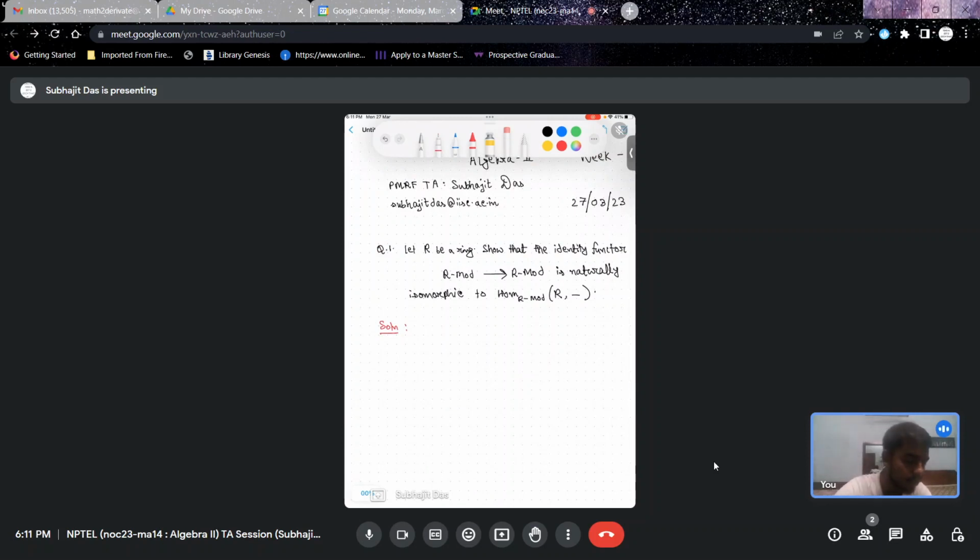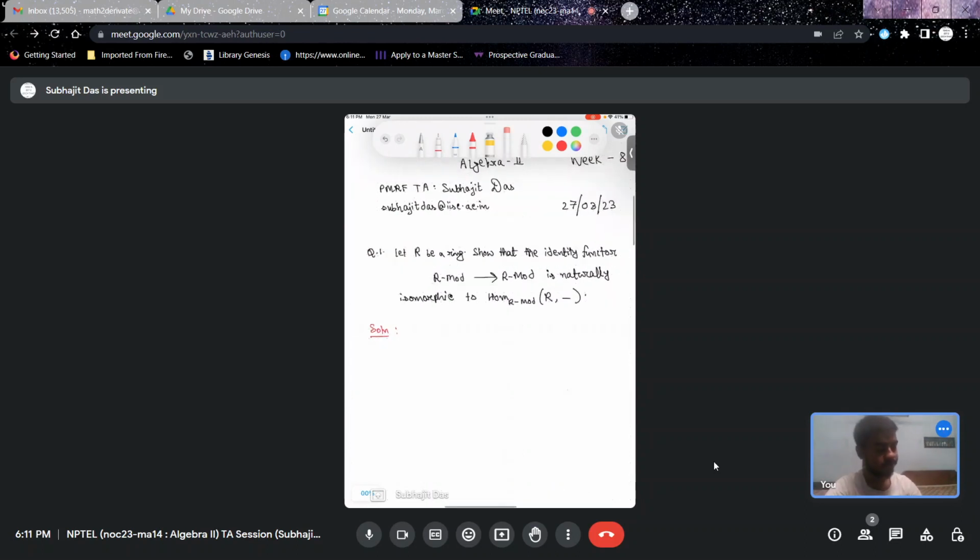Let us try solving problems. Okay, so let us read out the first question. We assume that R is a ring, and R-Mod denotes the category of R modules. Since I didn't mention that R is a commutative ring, by R-Mod I'll mean the category of left R modules.